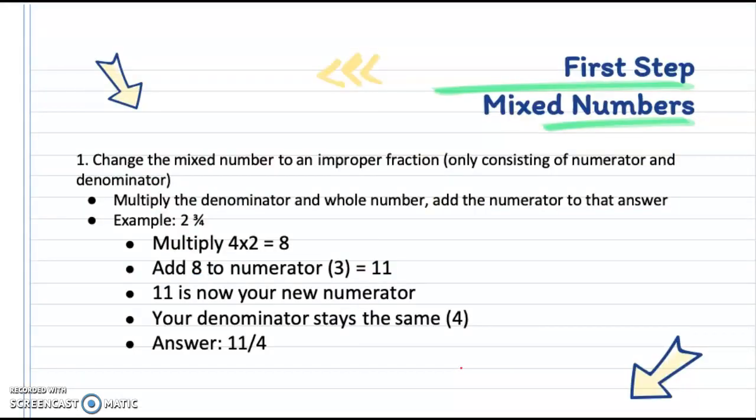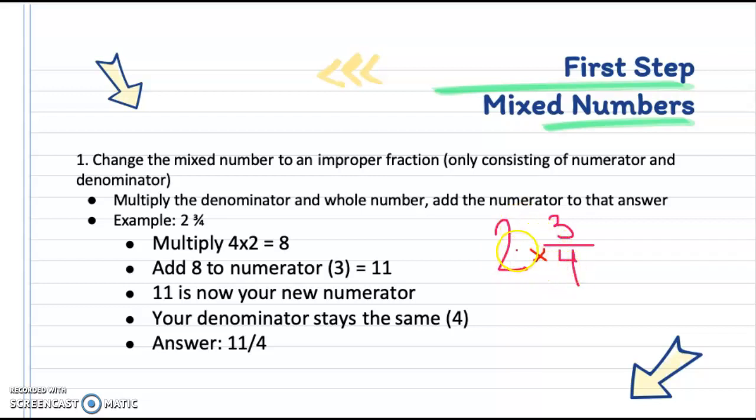So for adding or subtracting mixed numbers, the first step in changing a mixed number to an improper fraction is multiplying the denominator and the whole number. So by this I mean, for the example I provided, we have 2 and 3 over 4. So this is our mixed number we're working with. The first step we want to do is multiply the denominator and the whole number. So we have 4 times 2. When we multiply 4 times 2, that gives you 8.